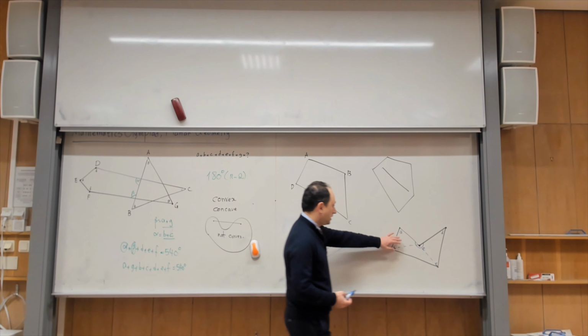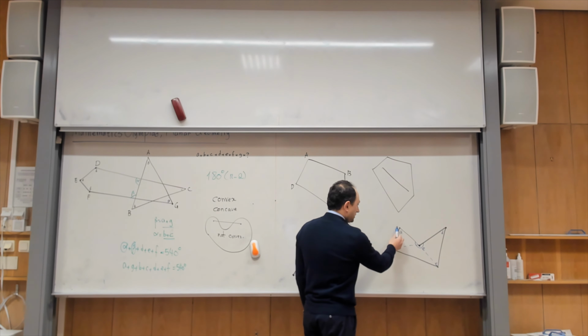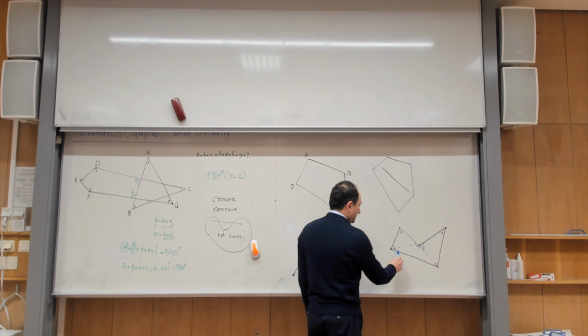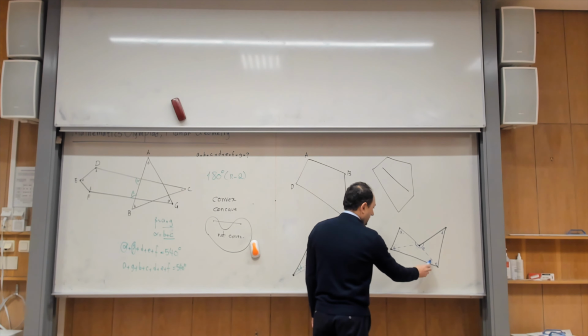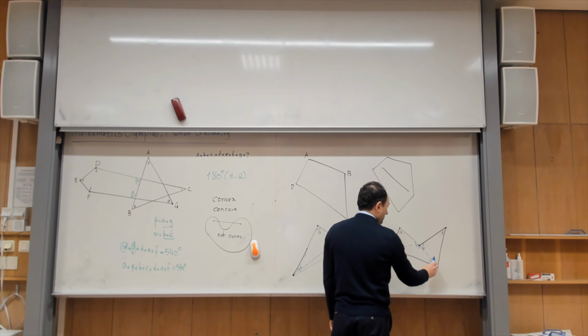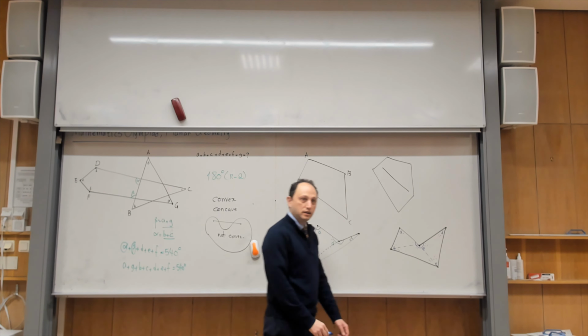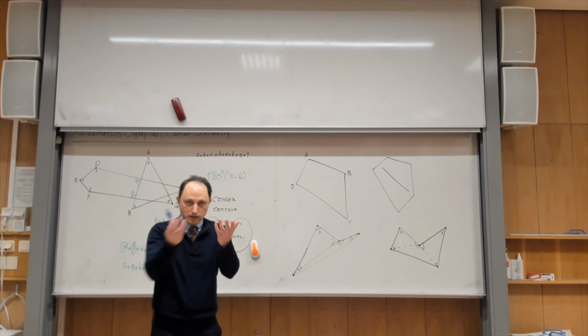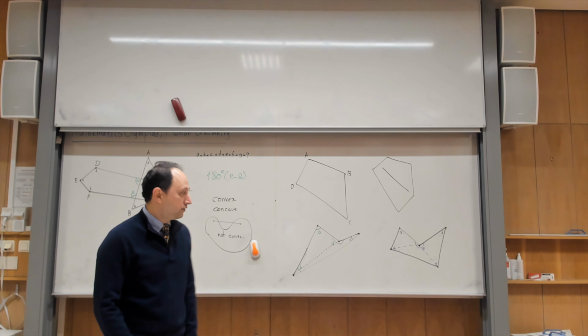Yes. So the sum of this and that is 180. The sum of this and that is 180. And the sum of these 3 are also 180. Yes. So if I start adding them up, it becomes 540.